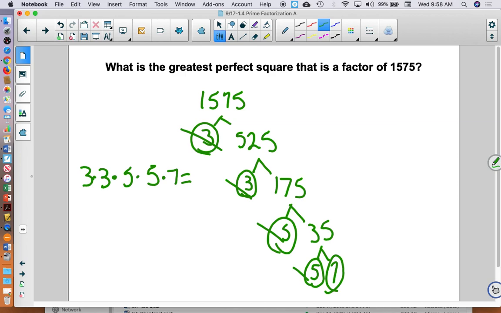Let's see, 15 times 25. 15, I do have it. I really do.